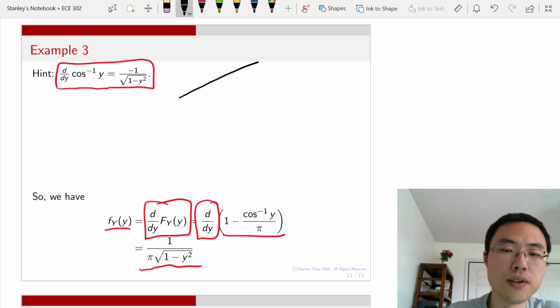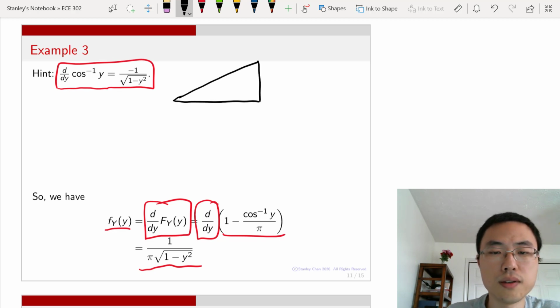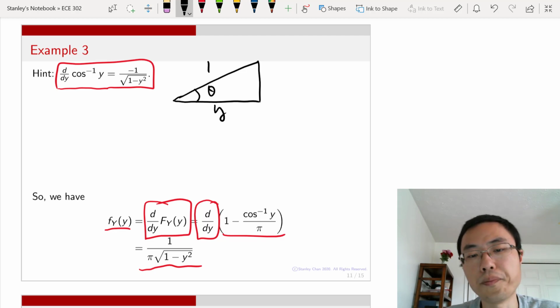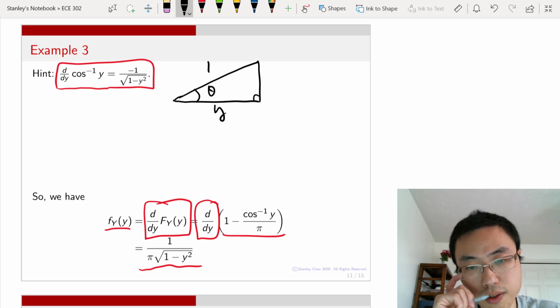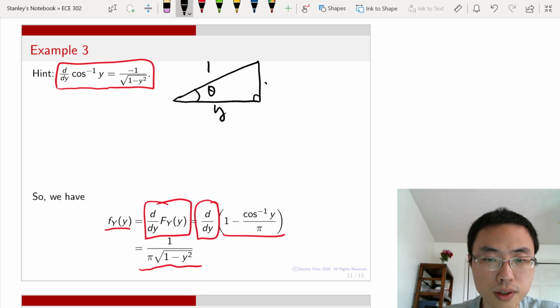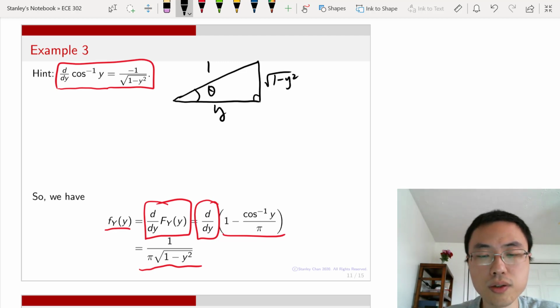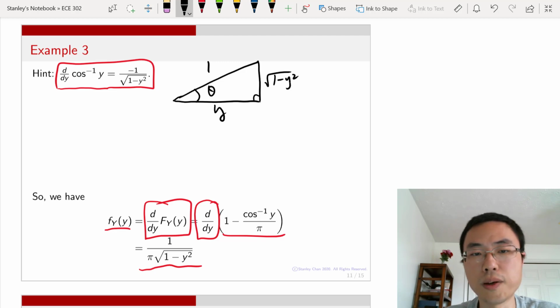Let's say you have a triangle, okay? This is a triangle, and then you define this angle as theta. The horizontal line is y, and then the diagonal line is 1. By the right triangle and the Pythagorean principle, we know that this side is the square root of 1 minus y squared. So we can calculate everything.